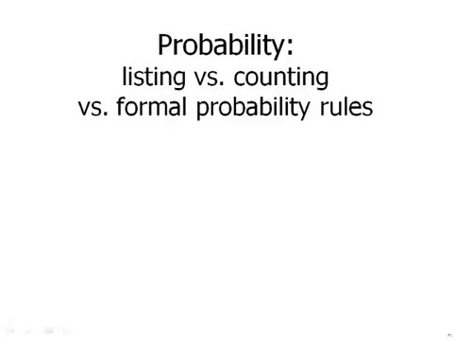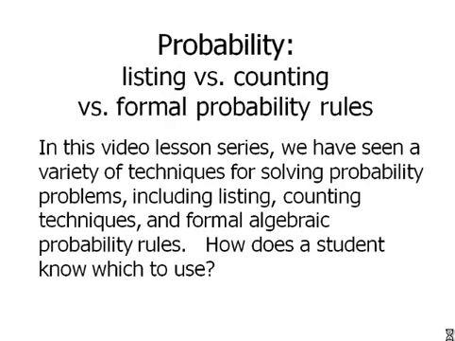So, in this video we'll talk about listing versus counting versus formal probability rules. So far in this video series, we've seen a variety of techniques for solving problems, including listing, counting techniques, and formal algebraic probability rules. How does a student know which to use in a particular problem? And I want to make clear, in some ways, this is the hardest part about probability right here.